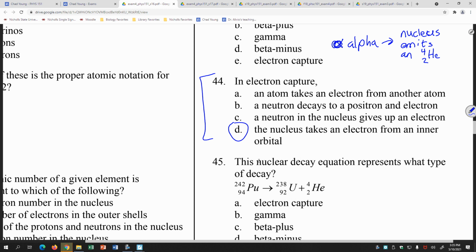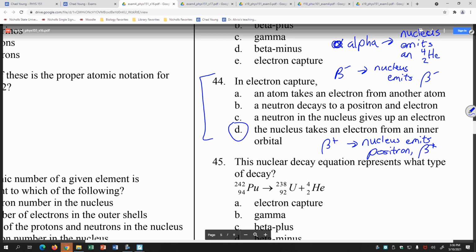I'd probably call it helium, or I might call it like alpha 4 2 or something like that. For beta minus, I would say that the nucleus emits beta minus, or a negative particle, and then for beta plus, I would say that the nucleus emits a positron. Positron is just another word for beta plus. Okay? So you'll have a question like that, where I just want you to be able to describe in words these various decays.